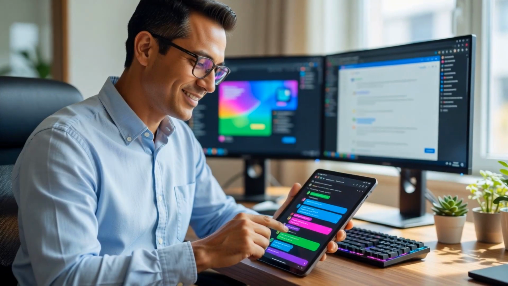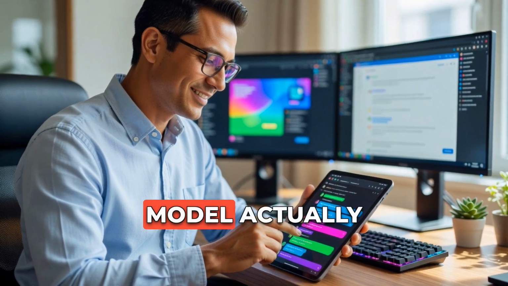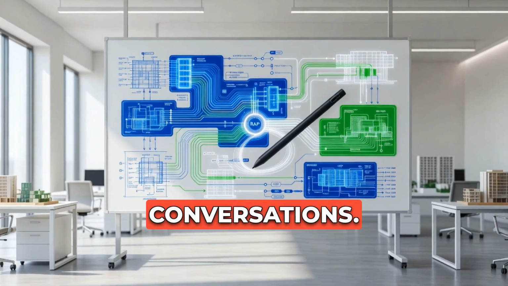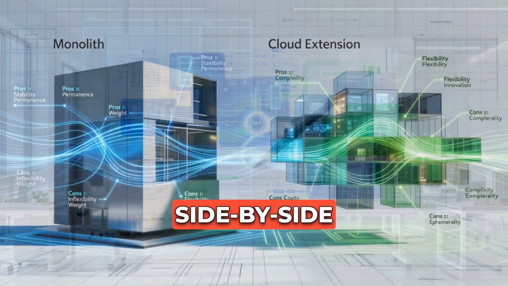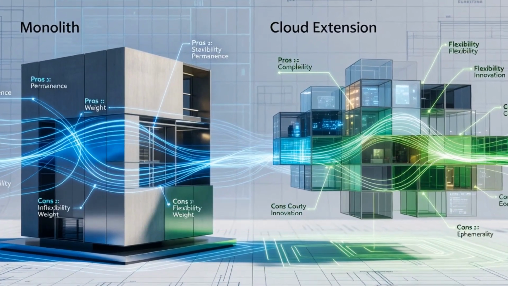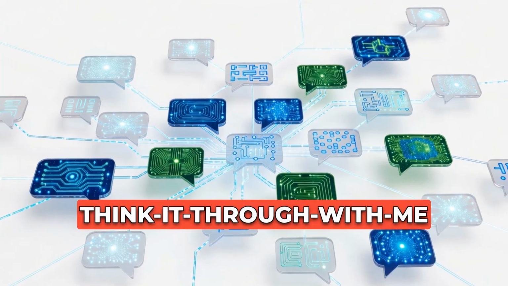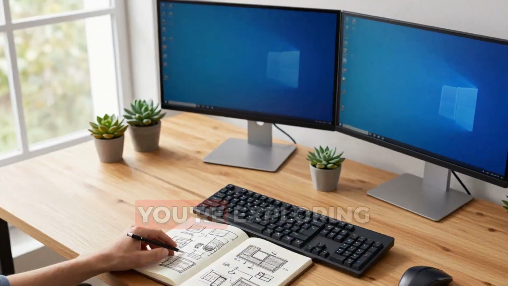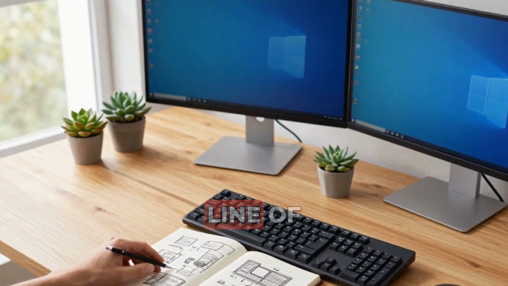Now the other side, where does reaching for a general model actually make you better? Architecture and design conversations. Should this be wrap or a side-by-side extension, and why? The open-ended, think it through with me work. General reasoning models tend to be stronger there. You're exploring an approach before you commit a line of code.